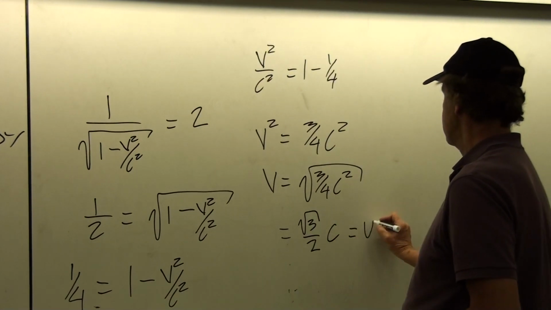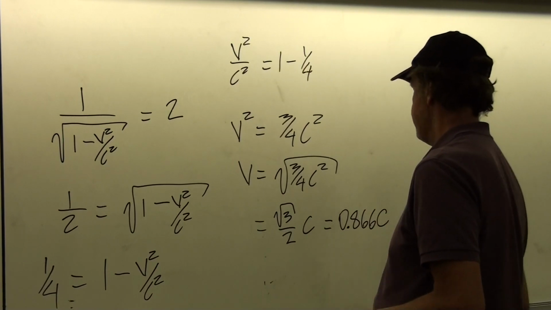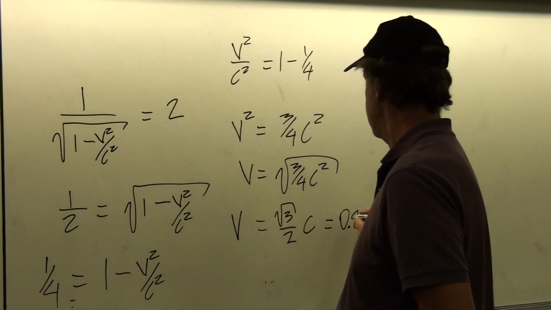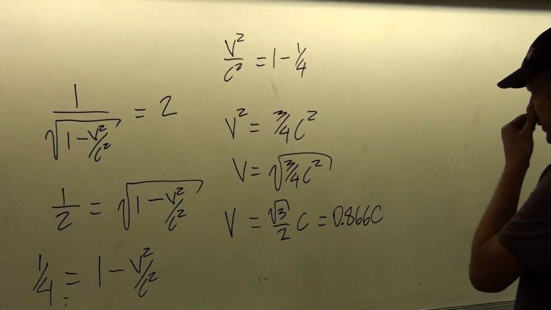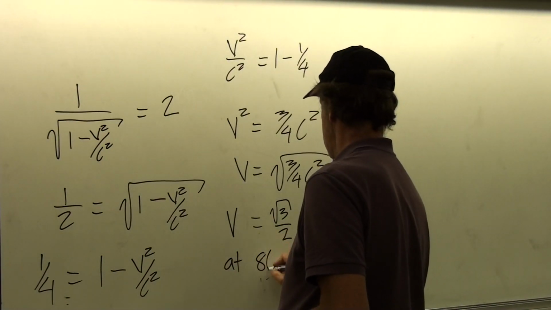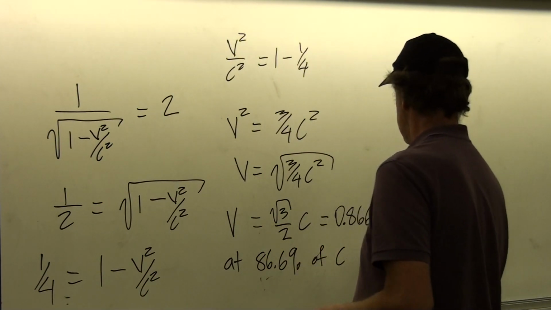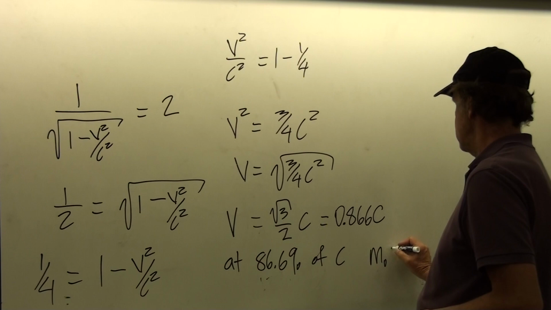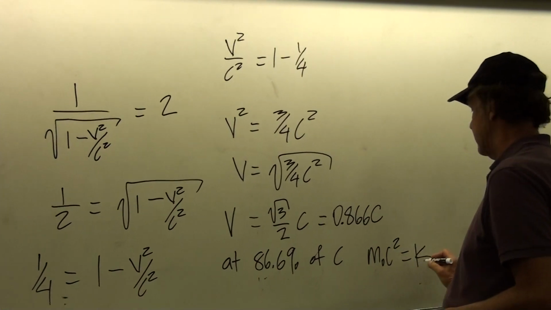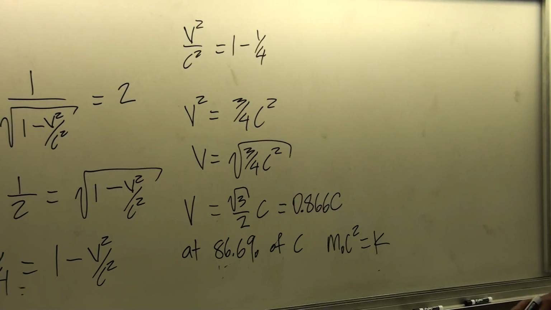And so this is 0.866 c. So the velocity then is 86.6% the speed of light. The rest energy equals the kinetic energy. Okay, so that's a simple enough thing.